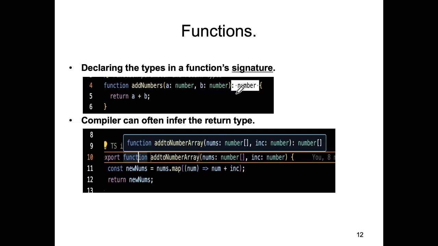That looks like it makes sense, because if we look at what the function is returning, it's adding two numbers, so it's computing a number and returning that number, and that's consistent with the return type that we're stating here.